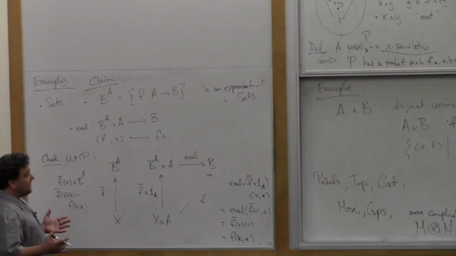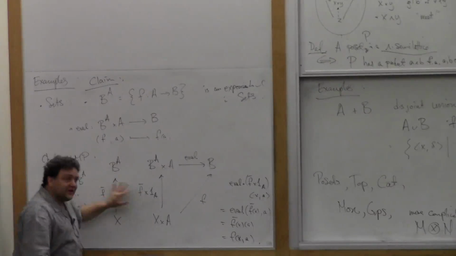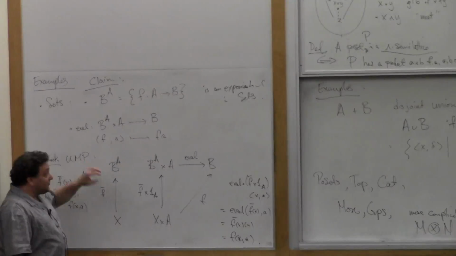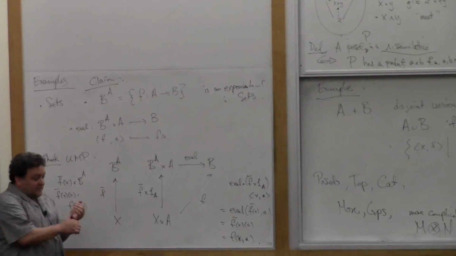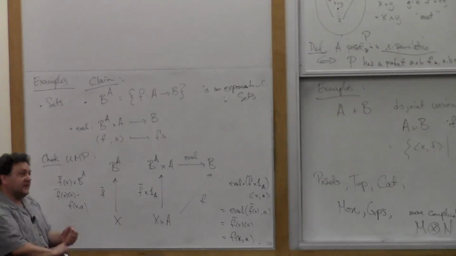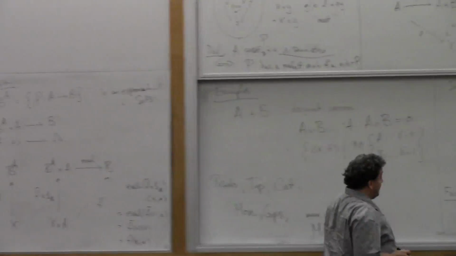So the idea is that this universal property captures this idea of currying and evaluation, yeah? But it does it wholly in terms of products and composition and universality. So let's look at some other examples.